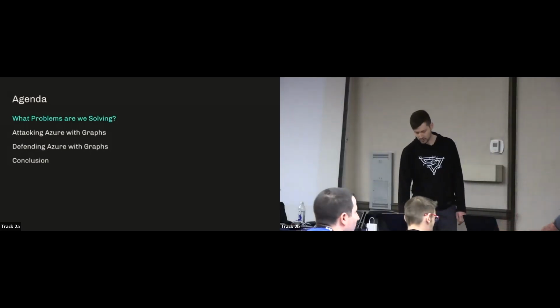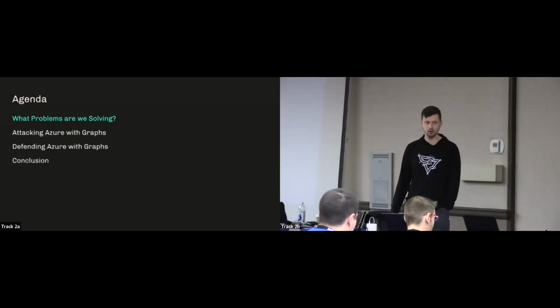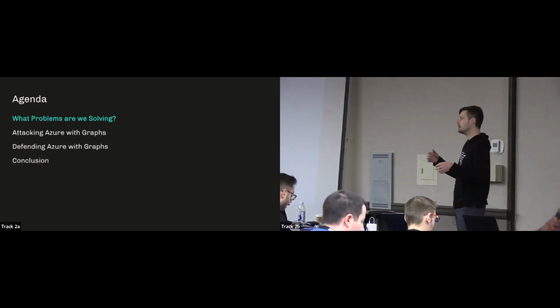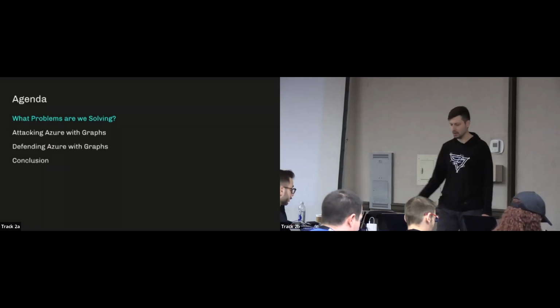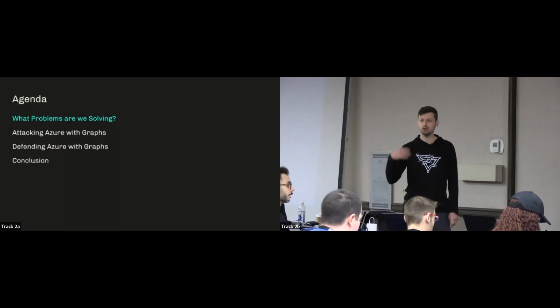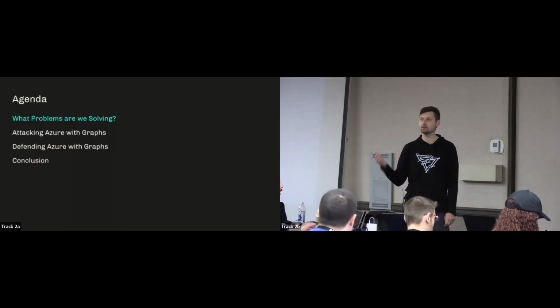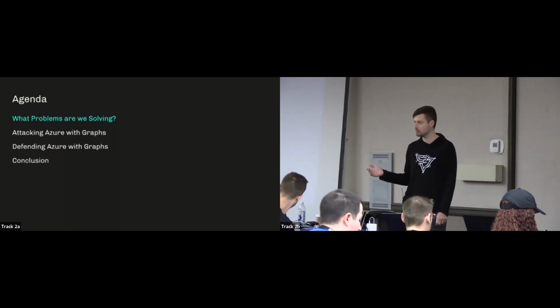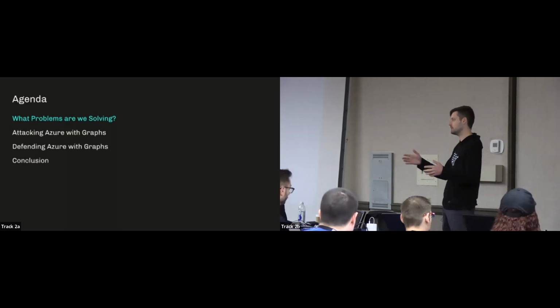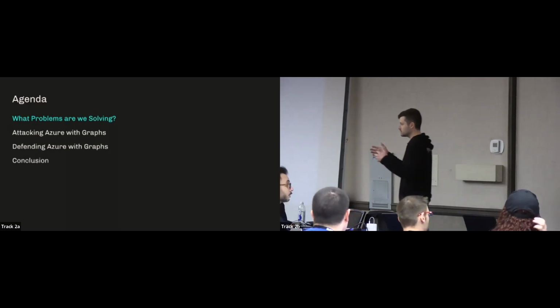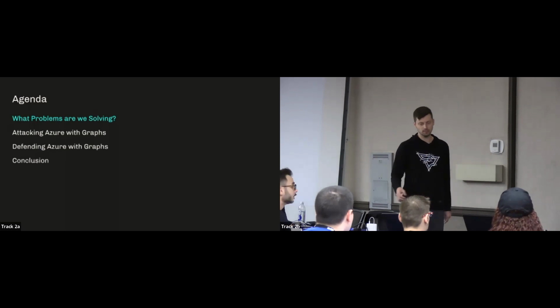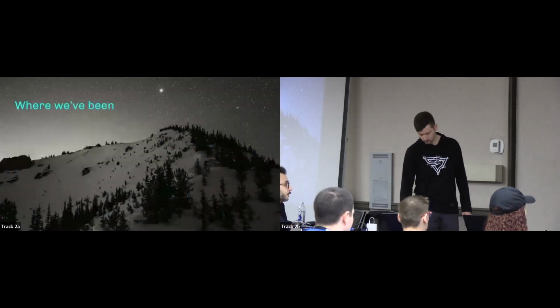So I'm going to start off by getting on a little bit of a soapbox and talk about what problems we're solving. But I want to do this to frame the context of why we use graphs in the first place, because a lot of times things can turn into a solution in search of a problem. But I want to try to explain how this is a solution that is solving a very specific problem instead.